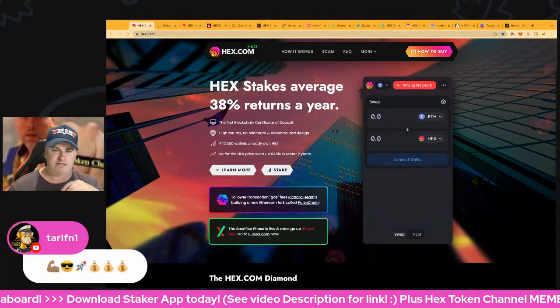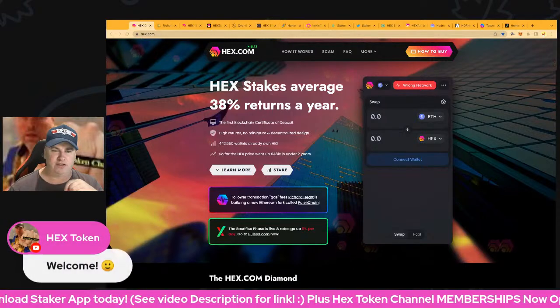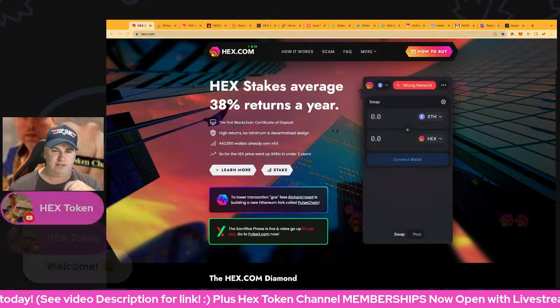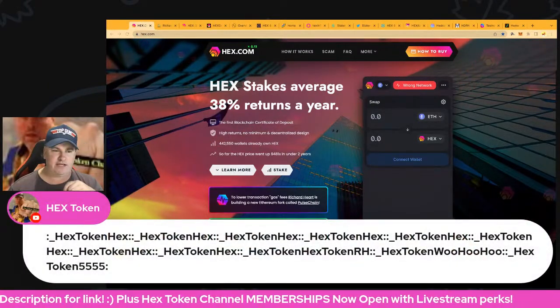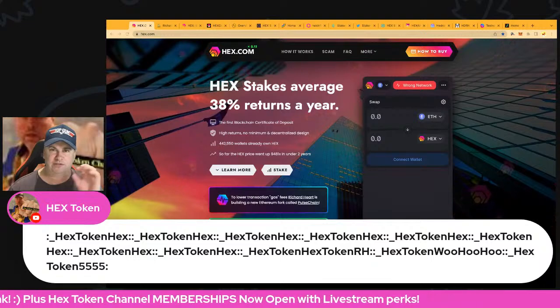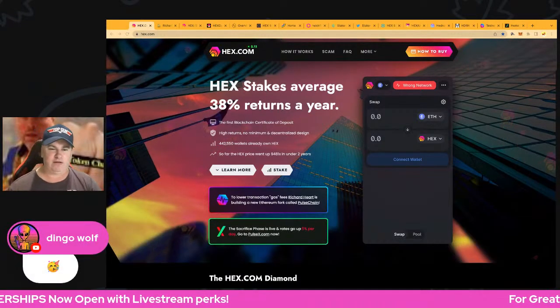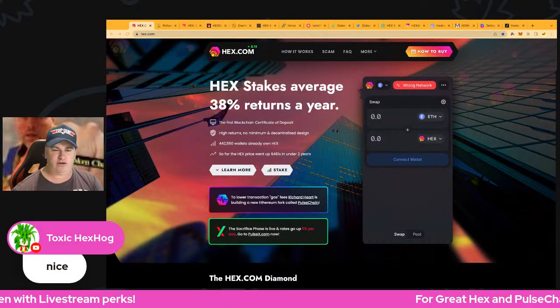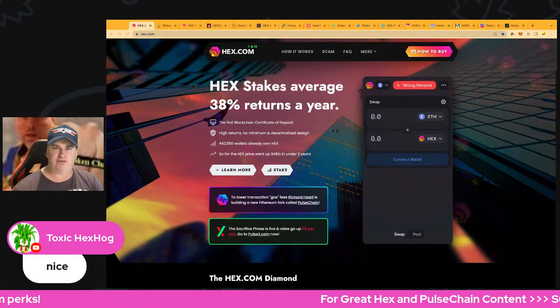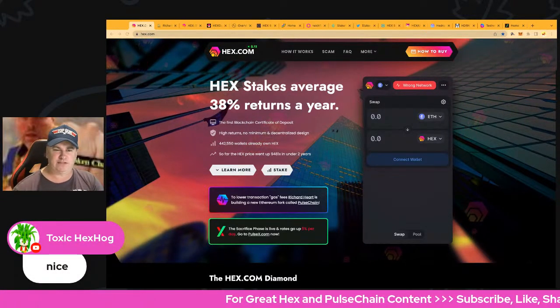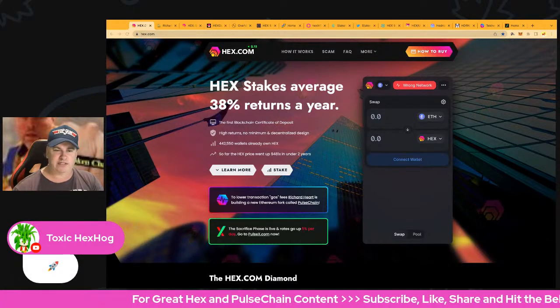It's Now. Catherine's in the house with the rockets and money bags, looking good, and a big welcome from the channel. Love these emojis. So lots of Hex Token members there. Emojis there are looking good. We got Dingle Wolf in the house as well. Partying well. Toxic Hex Hog is in the house. Man, people got pretty creative names there, so it's pretty fun to see. Nice. And we got the rockets in there.